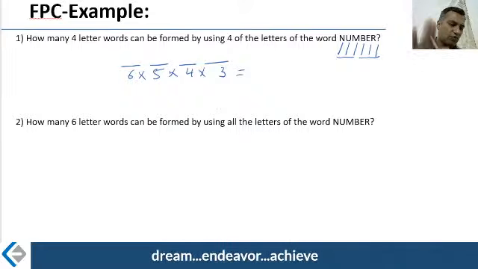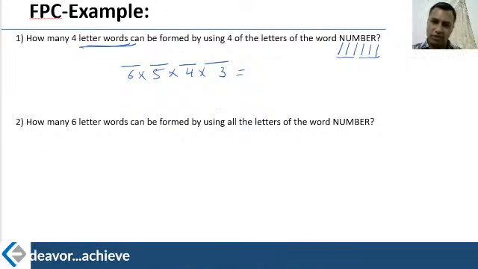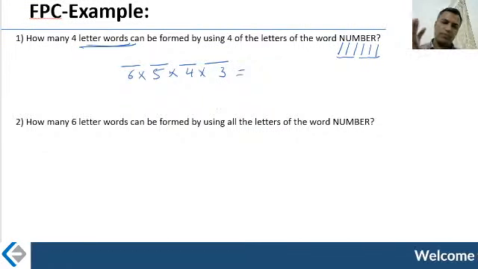To form a four-letter word, meaningful or meaningless, whatever it be, you've got to fill the first place, second, third, and fourth. There are 4 places that you need to fill to form a four-letter word.